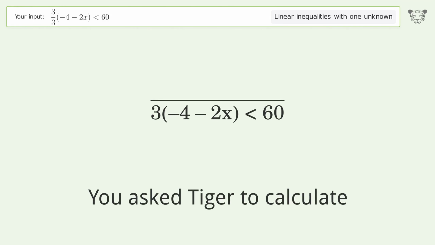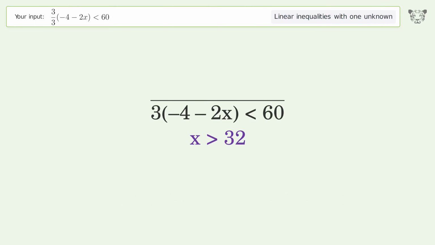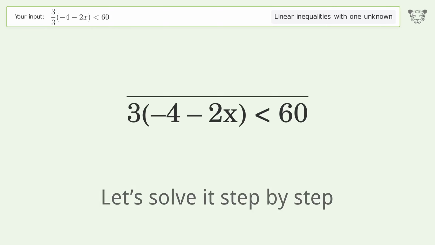You ask Tiger to calculate. This deals with linear inequalities with one unknown. The final result is x greater than -32. Let's solve it step by step.